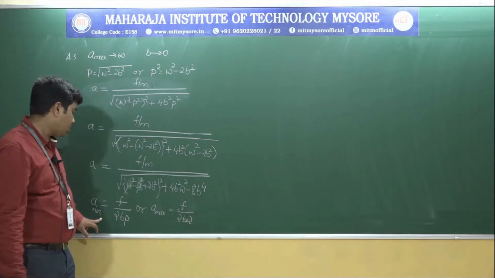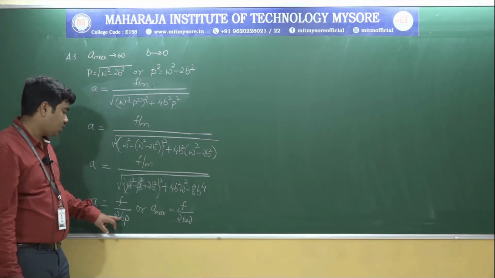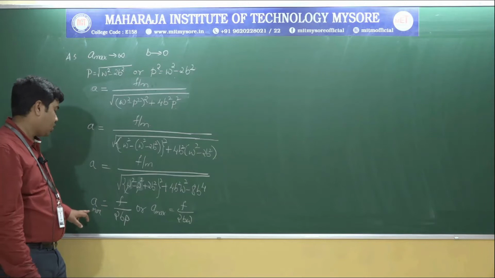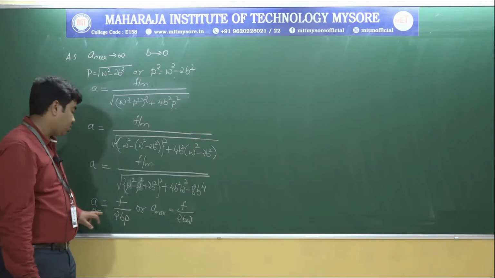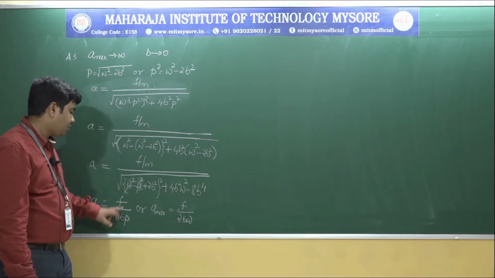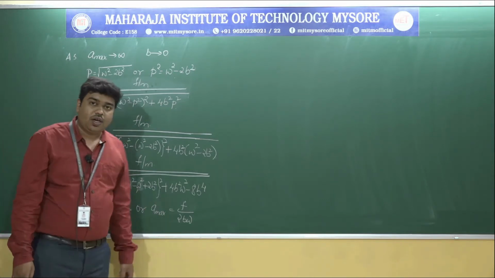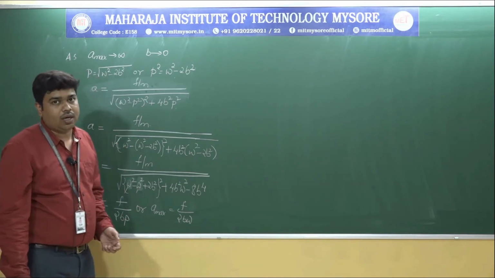Okay. So maximum amplitude we will get when the damping factor is very less. As you can see, if the damping factor decreases, the amplitude increases. If the damping factor increases, the amplitude, even though it is at resonance, decreases. So A max is equal to F by 2b omega is the equation for the maximum amplitude.